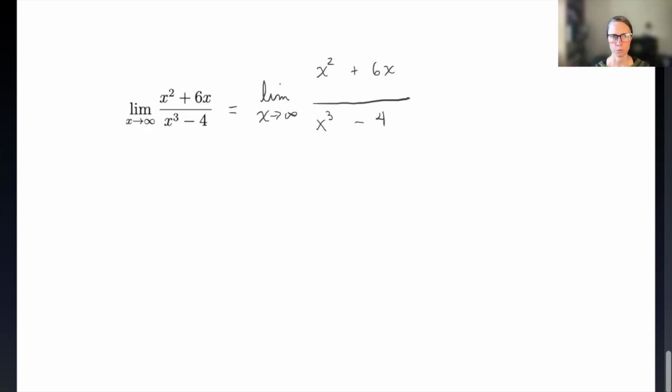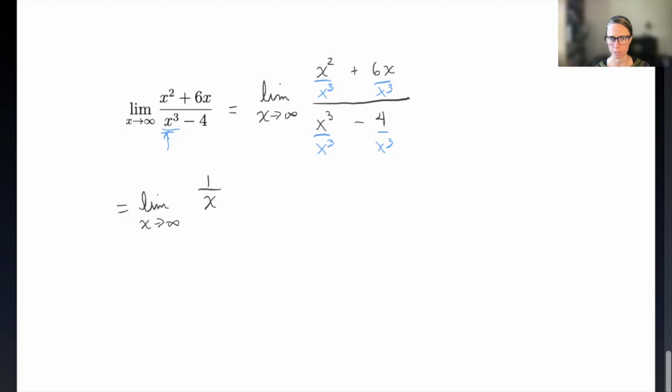Okay, another example, same strategy. Take a look at the denominator, find the term with the highest power. The highest power is a 3 this time, so we're going to divide everything by x cubed. And then we simplify. Again, I haven't taken the limit yet, so I keep writing the limit notation so I don't forget. X squared over x cubed simplifies to 1 over x.